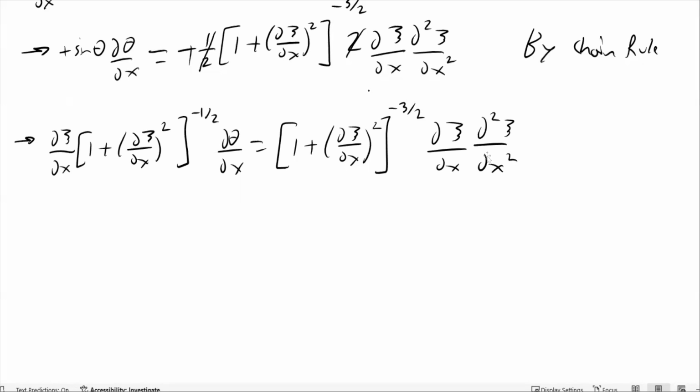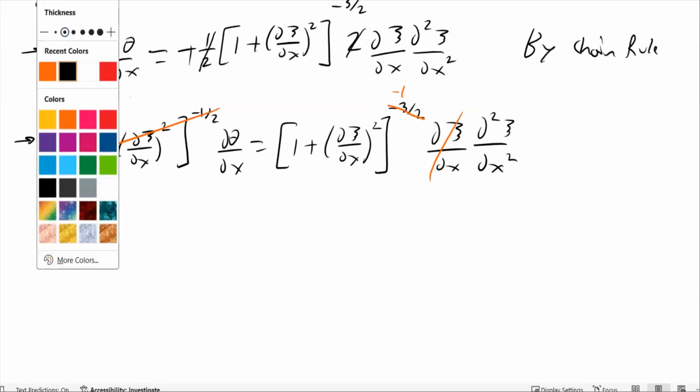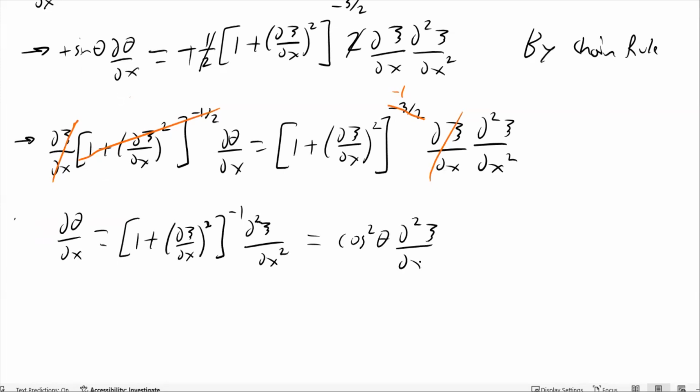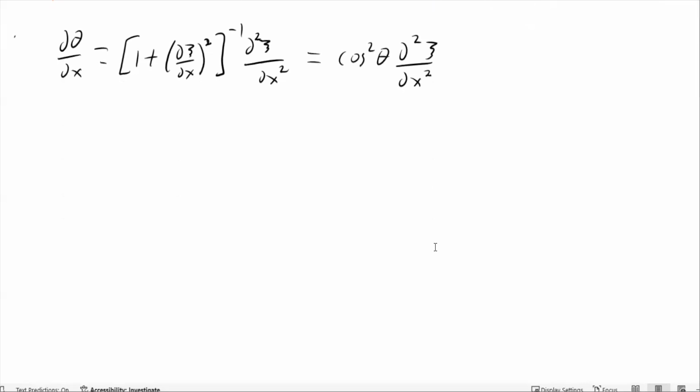Okay. Well, this is very helpful because, let me change colors for this, we can cancel these terms. They're the same. This entire term makes this just negative 1. Thus, we can solve for d theta dx to be equal to 1 plus d cos c dx squared to the negative 1 times d2 cos c dx squared. Okay, lovely. And we note that this is in fact cosine squared theta d2 cos c dx squared. Okay, lovely.